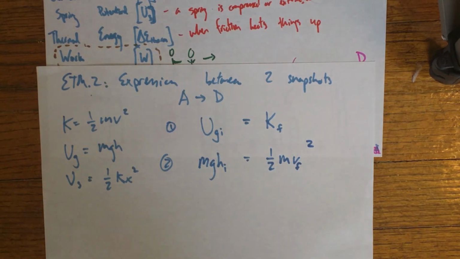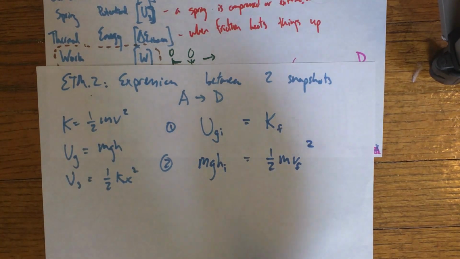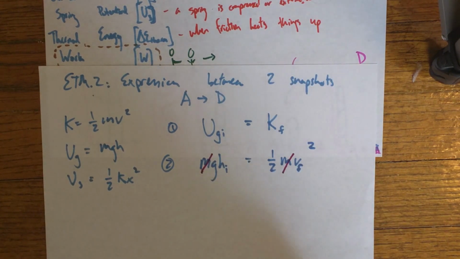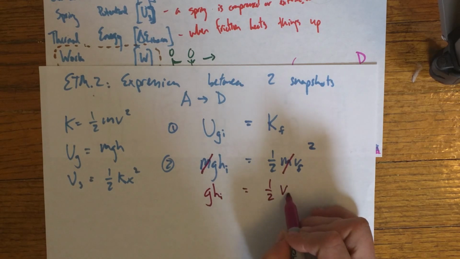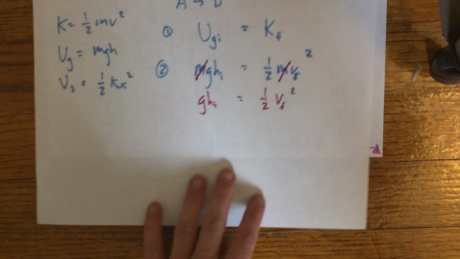That's my equation. Notice that some things will cancel out, or at least one thing will cancel out. The M, I have an M over here, an M over here, so that drops out of the equation. So all I'm left with is g h initial is equal to 1/2 v final squared. That's ETM2. Probably the easiest of the bunch. All right.